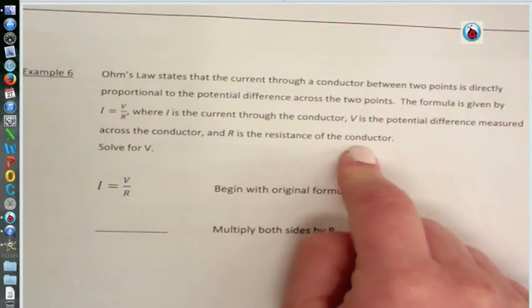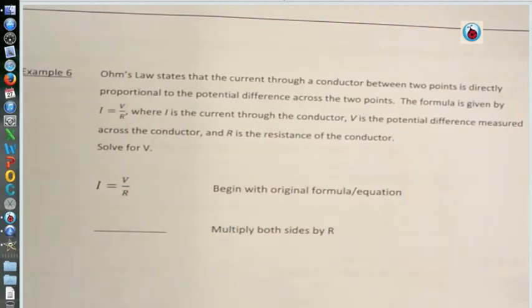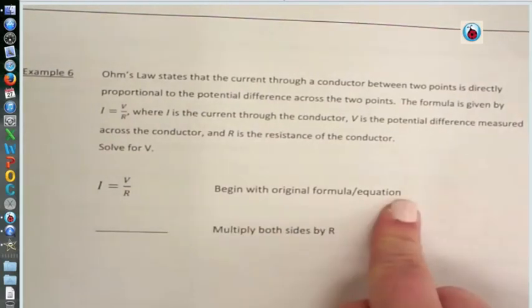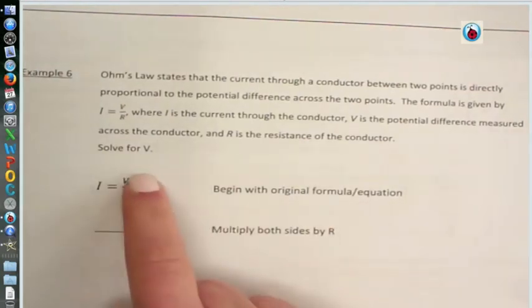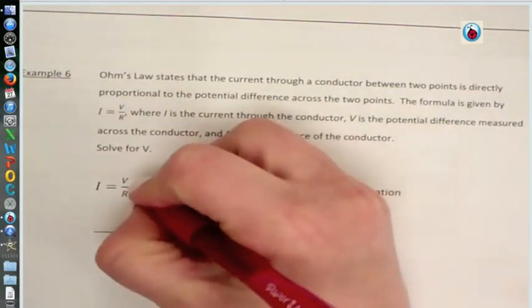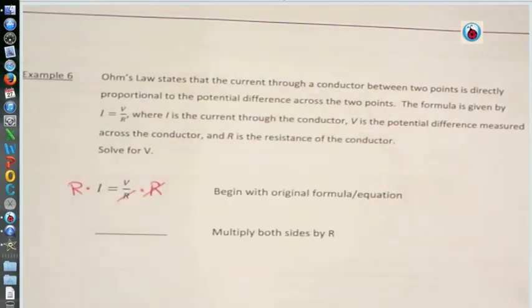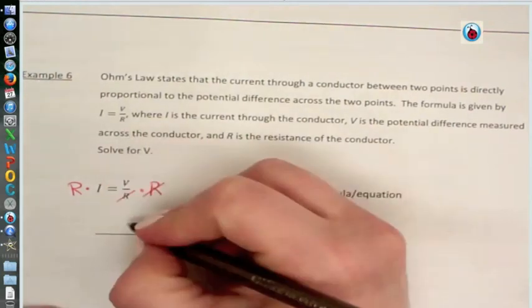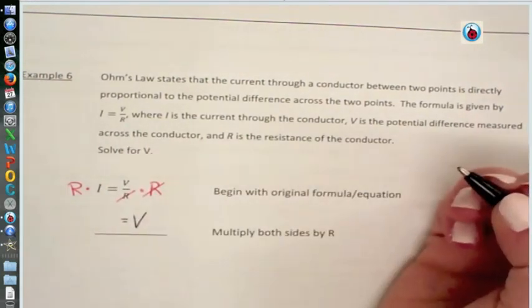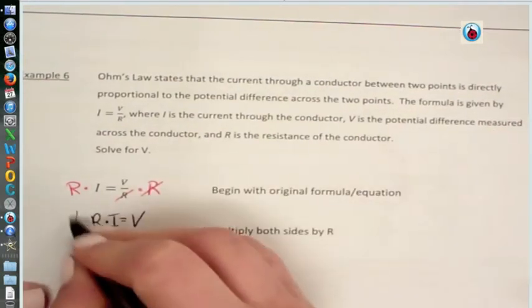Okay, well, the nice thing is all I really need to know is this formula, because I'm going to solve it for V. I'm going to begin with the original formula or equation. I want to get V by itself. I have V divided by R. I want to get rid of dividing by R, so I'm going to multiply both sides by R, because that's going to cancel that denominator. So on the right side, I get V by itself. Fabulous. On the left side, I have R times I. There's my equation.